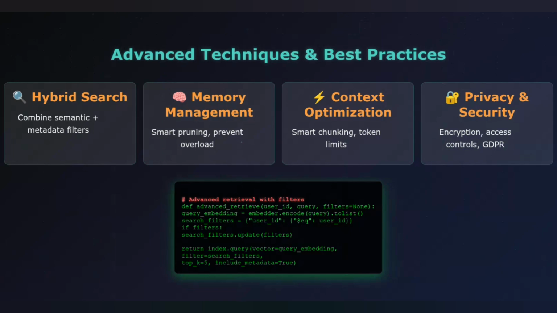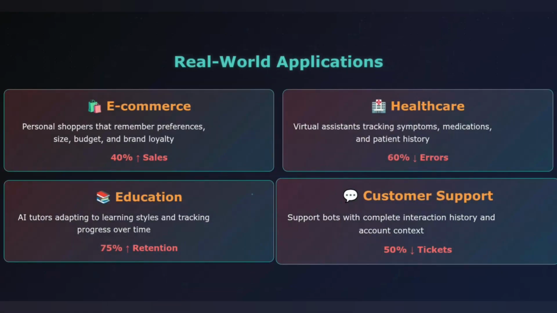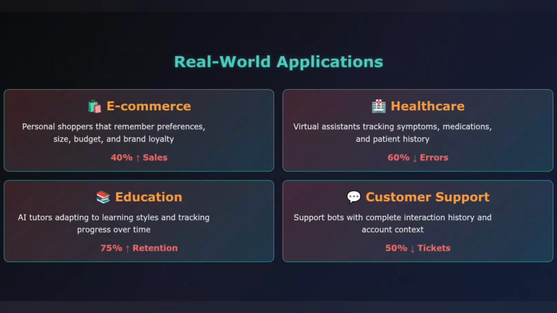4. Privacy and security. Always encrypt sensitive data and implement proper access controls. Your users trust you with their conversations. Let's explore where this technology is making a real impact across industries.